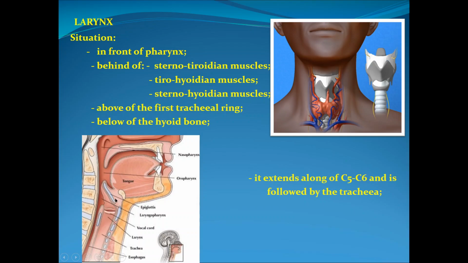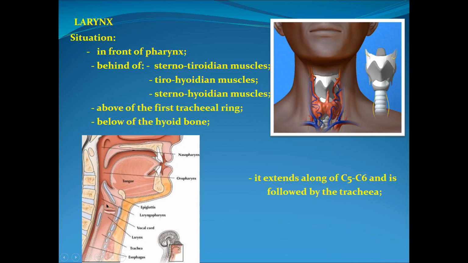So we can say that larynx is located in front of the pharynx, in front of the last part of the pharynx, and behind the muscles of the neck, anterior muscles of the neck. They are not visible in this picture, but you have to know that we can say they are hyoidian muscles because hyoid bone is connected with this cartilage of the larynx. Hyoid bone is connected with sternal manubrium or sternal manubrium with thyroid cartilage. But again, we can say hyoidian muscles.